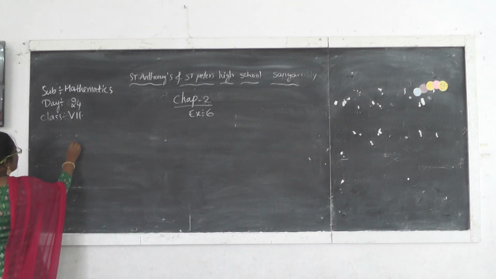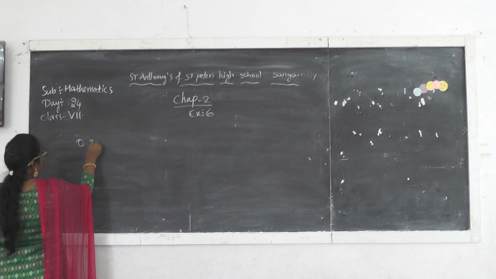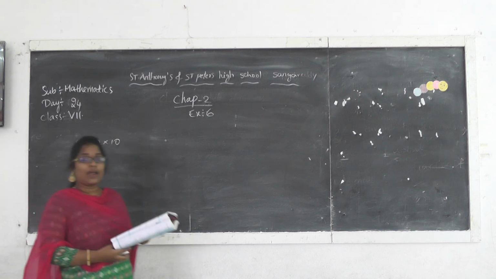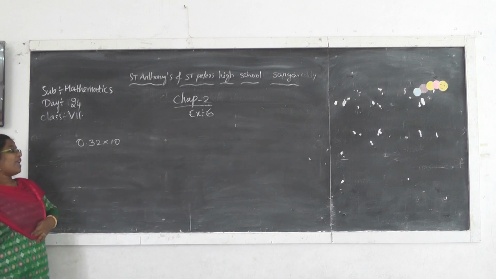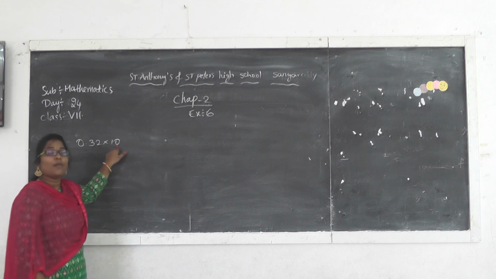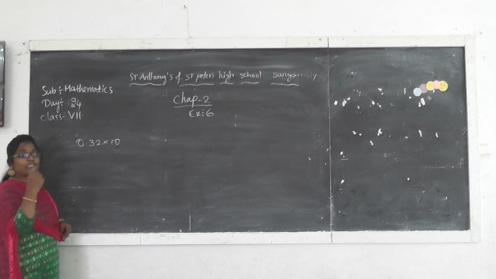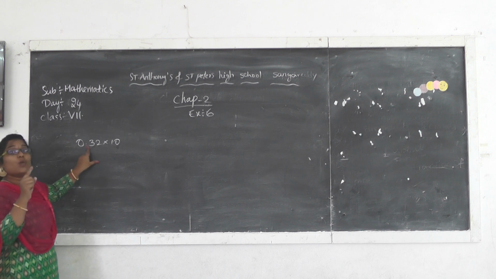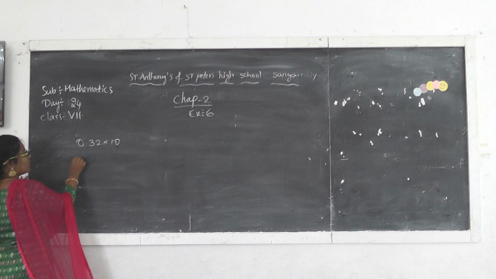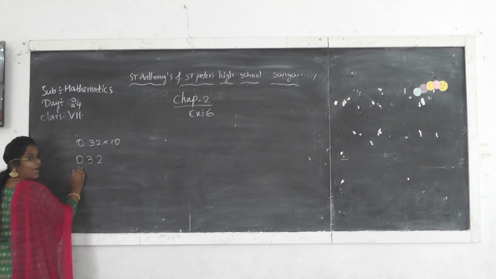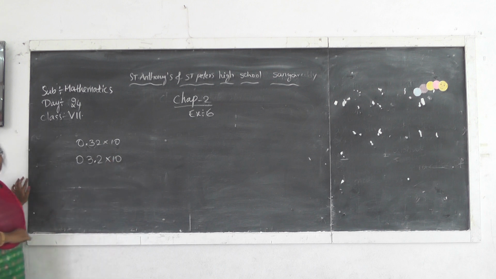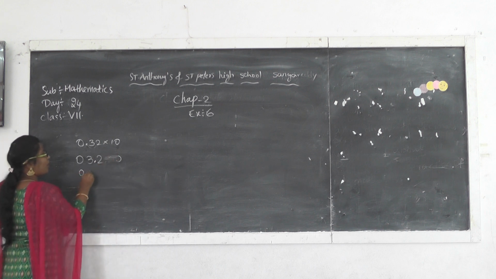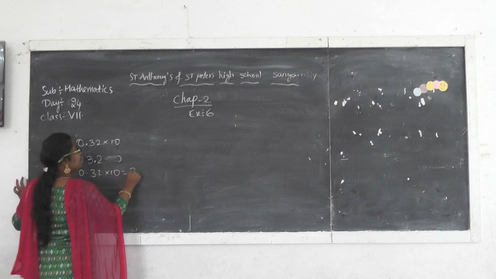decimal numbers. When we are multiplying a decimal number with 10, 100, 1000, what do we have to do? We have to observe the number of zeros. How many zeros here? Only one zero. So when we are multiplying, the decimal point will move one step forward. So 0.32. First you have to write the total number. Actually the point is before 3, which should come after 3. So it is 3.2. Are you able to understand? 0.32 into 10 is nothing but 3.2.